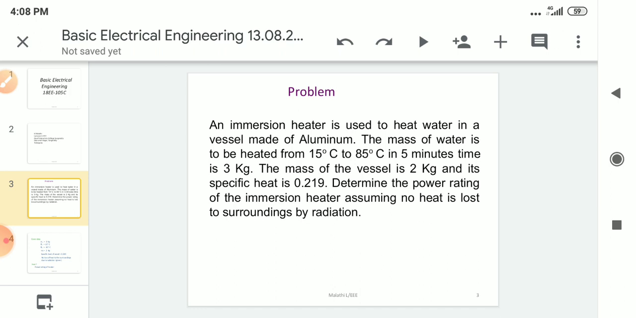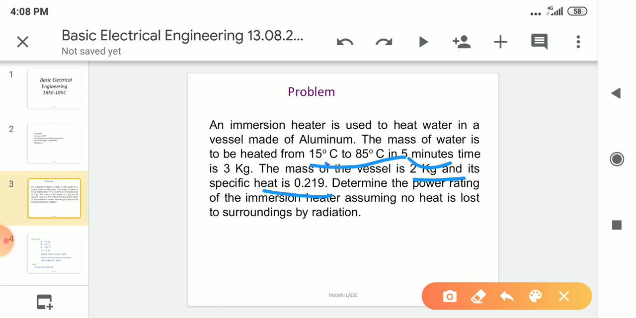An immersion heater is used to heat water in a vessel made of aluminium. So here what is the material? That is aluminium. That's why they are giving the specific heat of aluminium as 0.129. 15 degrees is theta 1. From 15 degrees to 85 degrees the temperature rise takes place. So this is theta 2 and this is theta 1. 5 minutes is time. 2 kg is mass. This is the data given in this question.